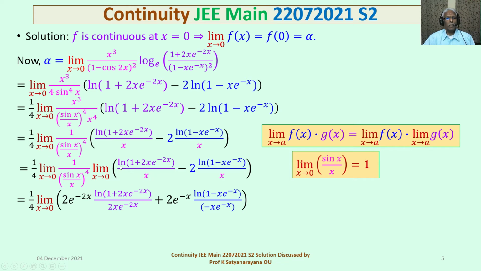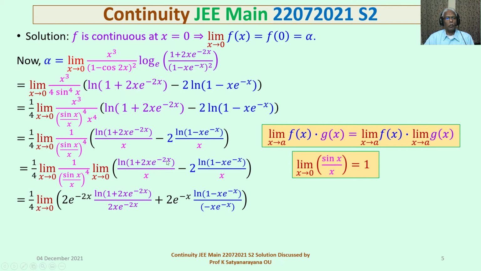So it is actually ln of 1 plus 2x e to the power of minus 2x. We wanted to write it as ln of 1 plus capital X by capital X. So that is 2x e to the power of minus 2x, and we also want to divide. Why? Because ln of 1 plus capital X by capital X, limit capital X tends to 0, will be 1. So to bring that 1, what we have done is, already x is there.